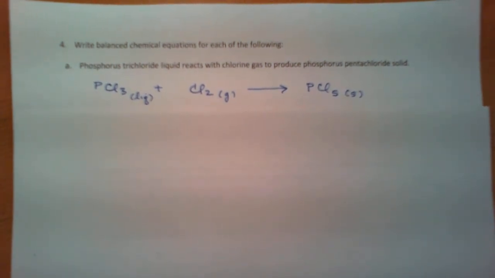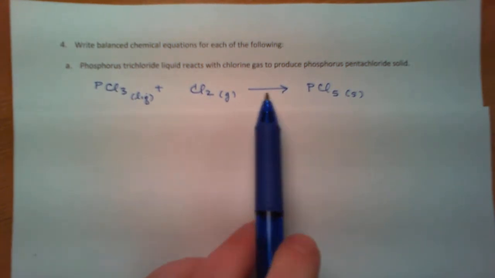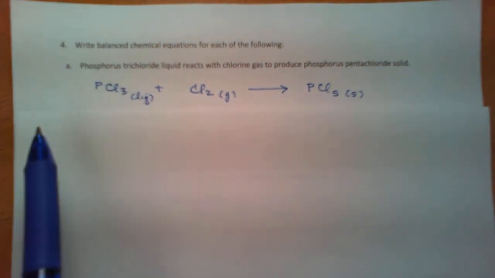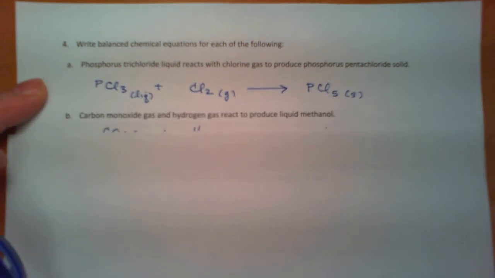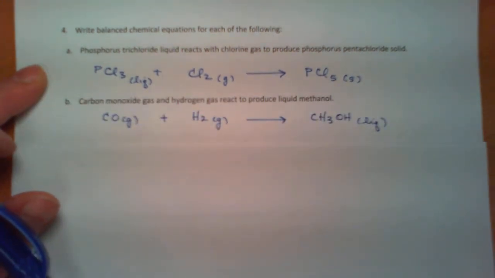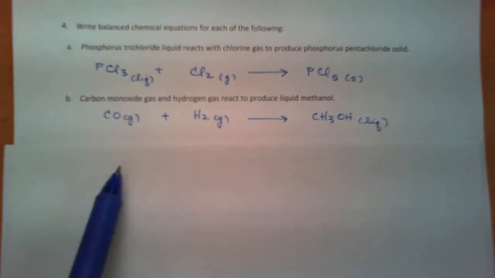To balance this, well, it is balanced. There, 1, 2, 3, 4, 5, and 5. 1 phosphorus, 1 phosphorus. So that was easy. Next, we have carbon monoxide.